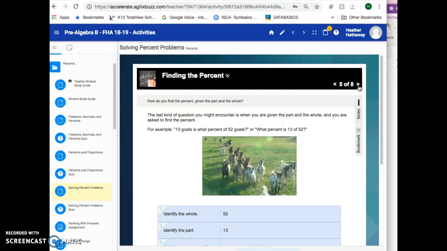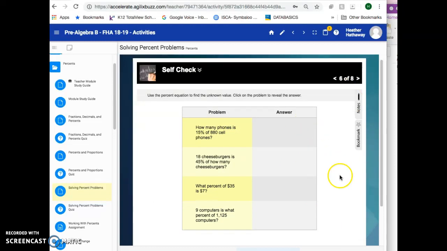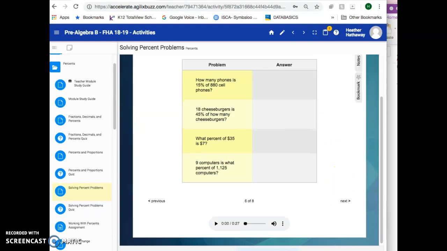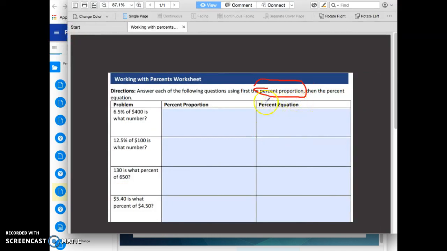More exercises to help you with it. And more problems for you to do. And let me show you what I'm talking about. That lesson is this side. That's the percent equation, which is different than the percent proportion.